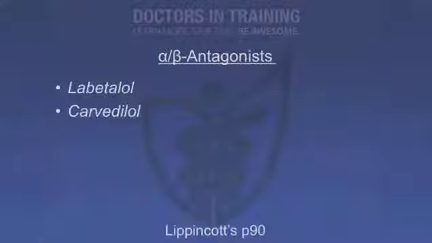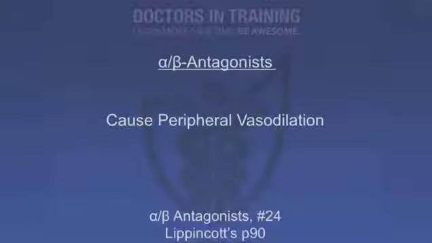Next, let's talk about labetalol and carvedilol. Now, these are considered alpha and beta antagonists. So they have both beta blockade and alpha 1 blockade. They're different from the other beta blockers because you get peripheral vasodilation instead of peripheral vasoconstriction. The alpha 1 is mainly concerned with maintaining your peripheral tone. So if you're decreasing that peripheral vascular resistance by blocking alpha 1, you're going to get overall a vasodilation.